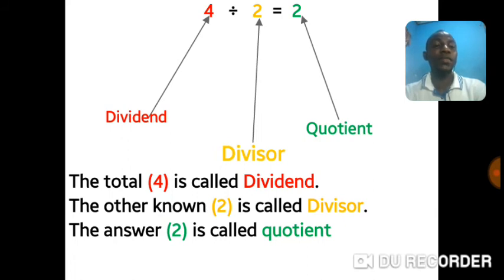So these vocabs are, repeat this after me. Dividend. Again, dividend. The last time, dividend. The second one, divisor. Repeat after me again, divisor. Again, divisor. And the last one, quotient. Quotient. The last one, quotient.